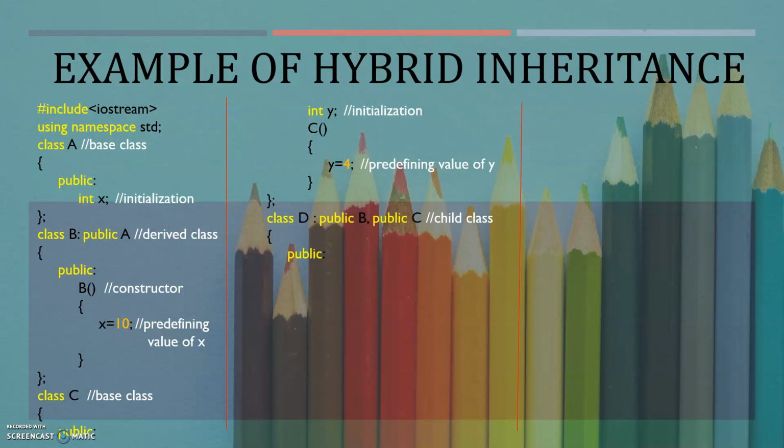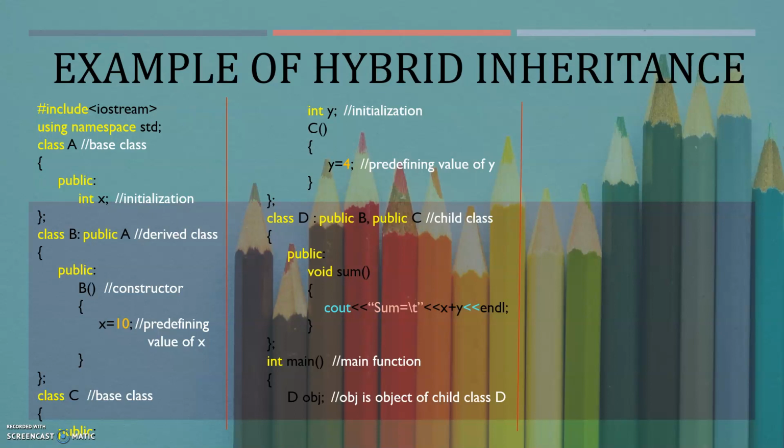Finally, class D is defined, which is derived from class B as well as C, and hence is the child class. In this class, we've calculated the sum of x and y using the member function sum. And lastly, the main function is defined in which an object is created for child class D. The object is used to access the classes. Finally, the output we get is the sum of x and y.